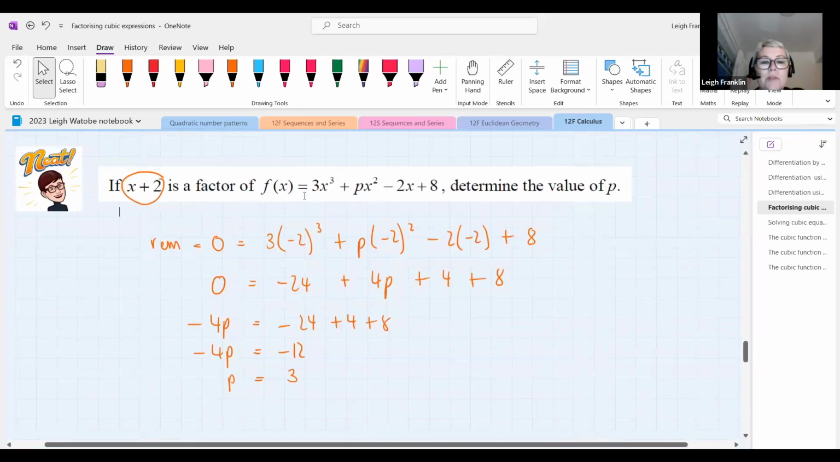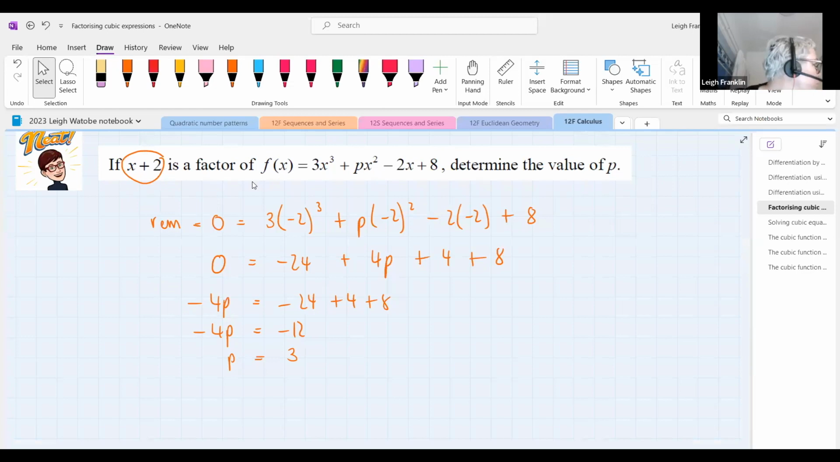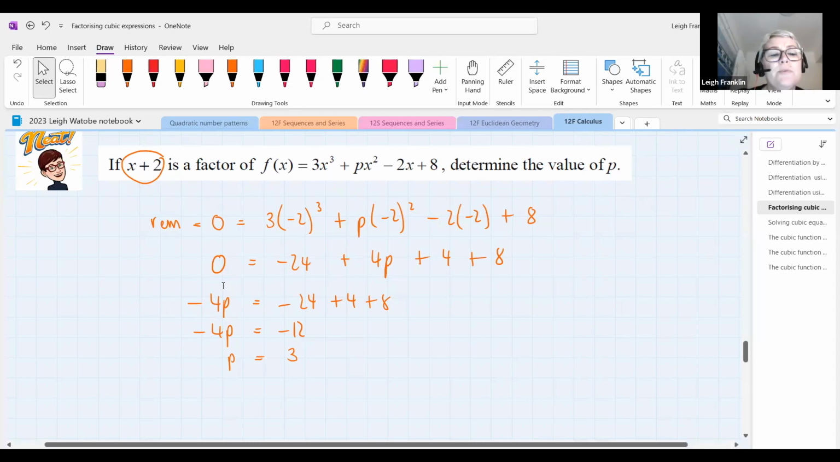Sorry, Lusanda, did you want to take another screenshot? Or did you want to ask a question? I want to ask a question. Sure. Ma'am, I wanted to know, is it fine if you put the -12 to the other side instead of the -4p? Absolutely, absolutely. So if you collected your number terms on the left, that's not a problem at all. Okay, thank you. Okay, pleasure.